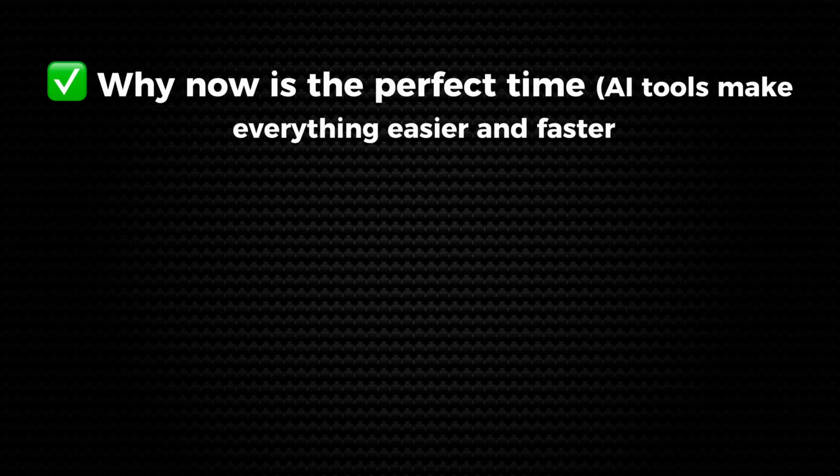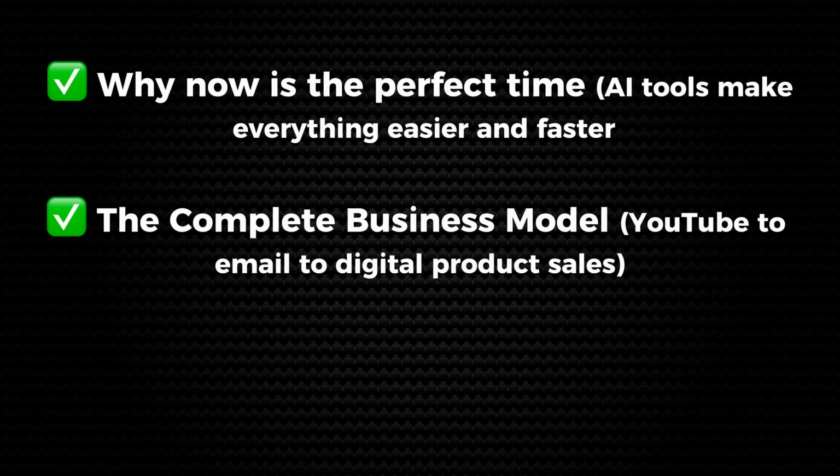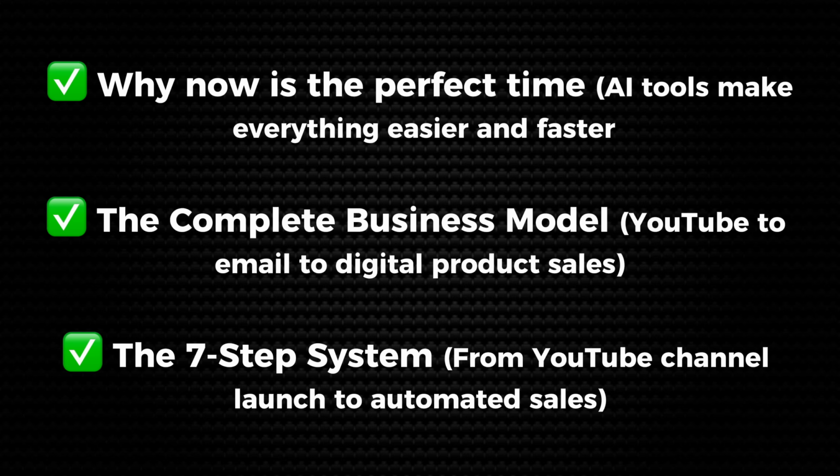So let's quickly recap everything we've covered. We talked about why now is the perfect time. AI tools make everything so much easier and faster than they used to be. The complete business model, the overview, which was essentially YouTube to email to digital product sales, and the 7-step system, which takes you from launching your channel to automating your sales via email marketing. Make sure you download the Niche Finder tool, uncover what your niche is, and get started today.